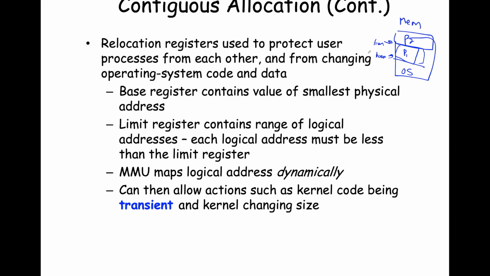And so the memory management unit, we said, maps between the logical addresses and the physical addresses, where a logical address is a process concept and a physical address is a memory concept for a memory location. And so the MMU maps logical addresses dynamically. The processes traffic in logical addresses. And so you can then allow actions such as kernel code to be transient and the kernel to change in size if you do this type of allocation. If the kernel's in here, well, the kernel can grow and shrink and do all sorts of things because it has its own walled off sandbox, if you will, region of memory it can use for its purposes.